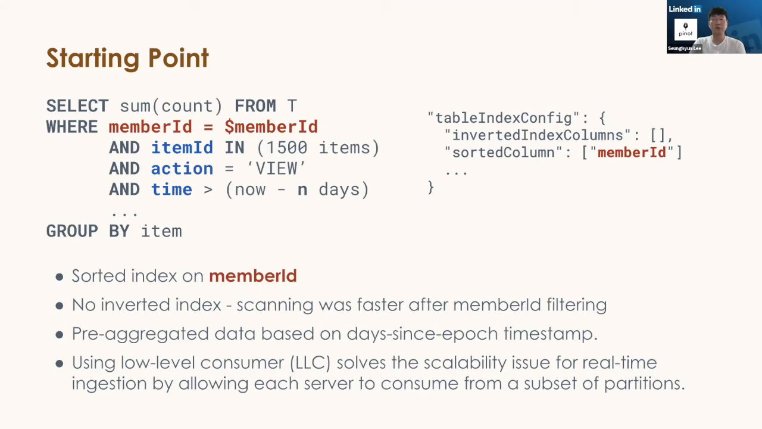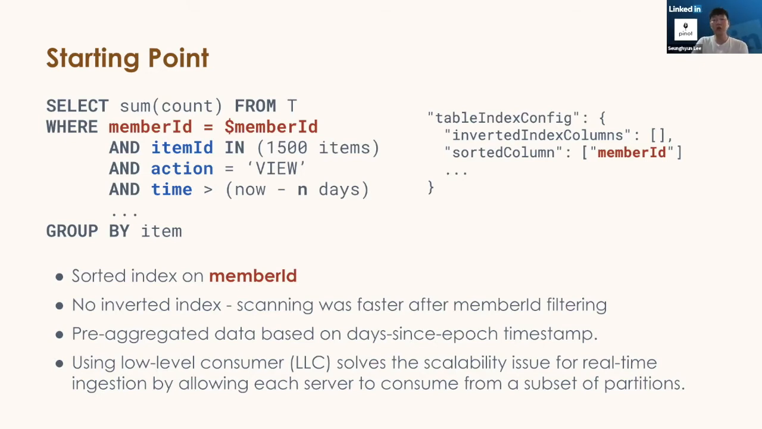And for the real-time server, we used the low-level consumer instead of the high-level consumer, because the high-level consumer had a scalability issue: a single server consumes from all partitions, and in this use case, the ingestion rate was way too high. So using the low-level consumer solves the scalability issue by allowing each server to consume from a subset of partitions. And after we applied the low-level consumers, we were able to consume the events without any performance issue.